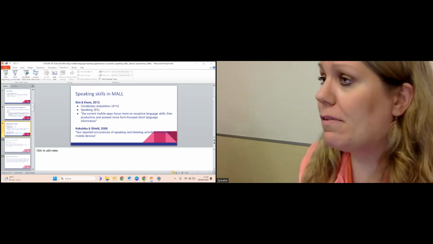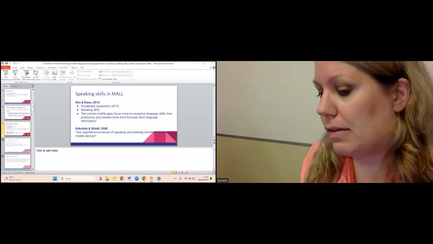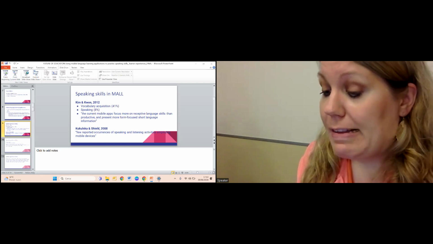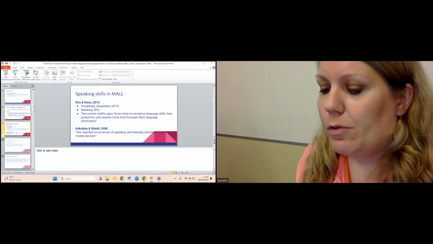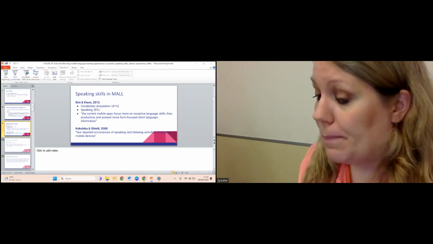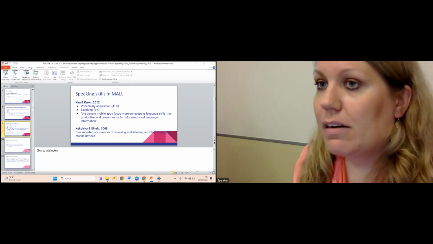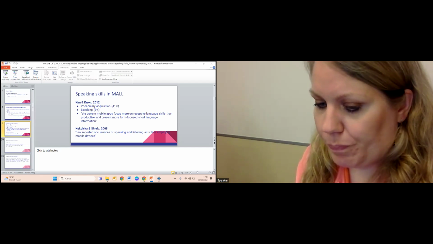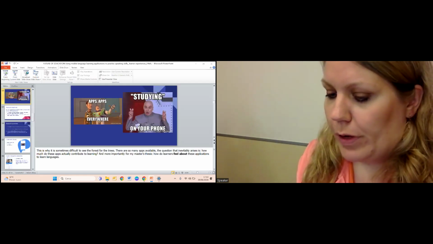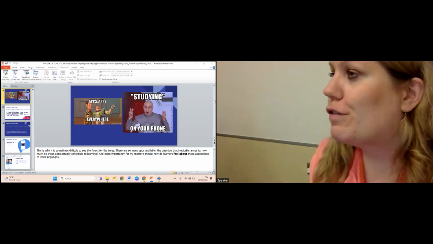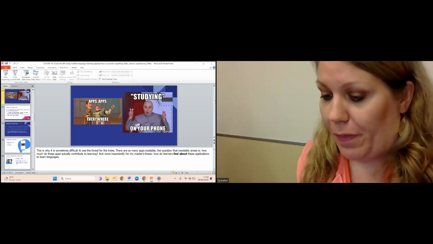And so most apps focus on receptive skills. So that means reading and listening. And they don't focus on productive skills like speaking and writing. And they present more form-focused language information. And there are very few instances of speaking out there. So it's difficult to see the forest for the trees, because there are so many apps out there.